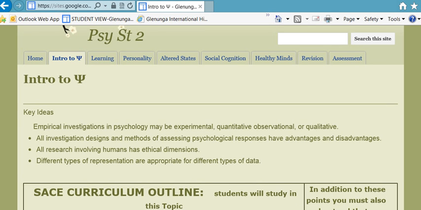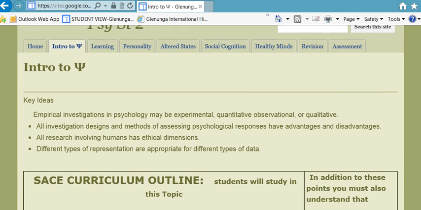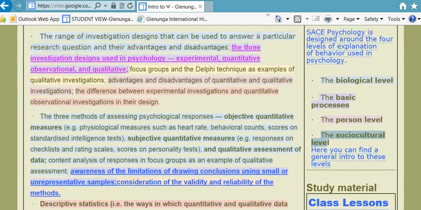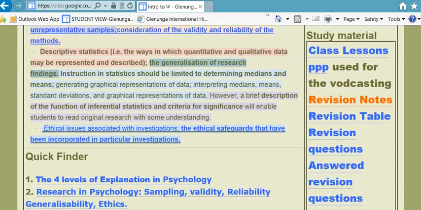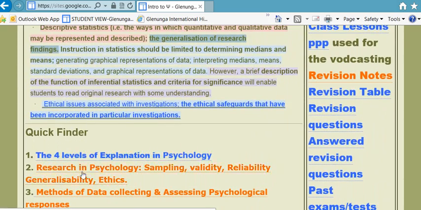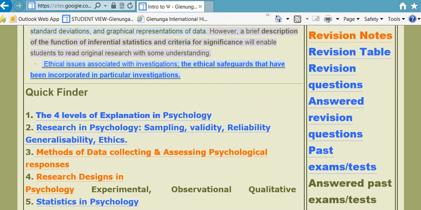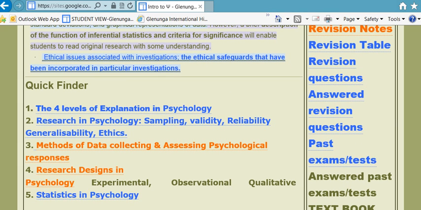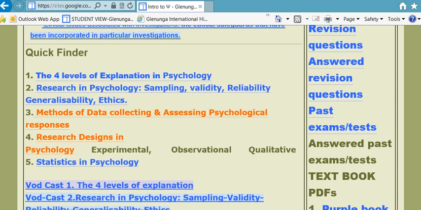Okay, we are in our site. This is a student view. We have already done the 4 levels of explanation and the research in psychology, discussing sampling, validity, reliability and ethics. And the next thing we're going to discuss in this VOD is the data collection methods and the ways we measure psychological responses for research purposes.